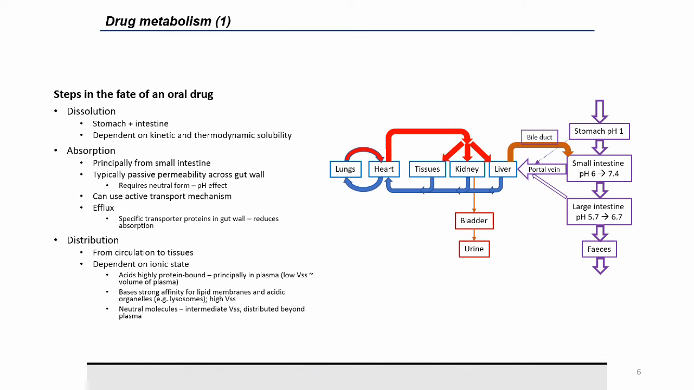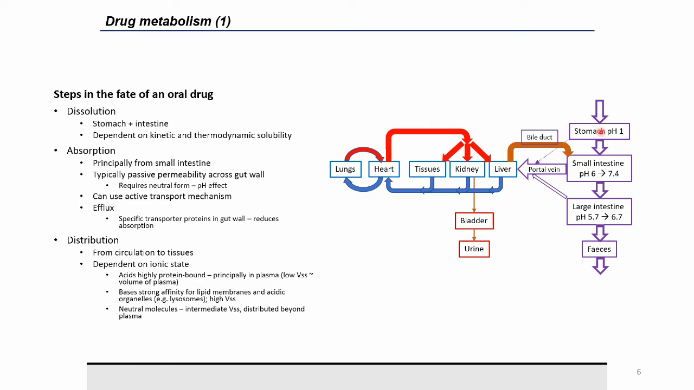Drug metabolism. Let's think about what happens to an oral drug. The drug is taken, let's say it's a pill, it's taken into the stomach, into the gastrointestinal tract. At some point there, it has to dissolve. You will be giving it as a solid. That dissolution rate will depend upon both the kinetic and the thermodynamic solubility. It also depends on the pH.